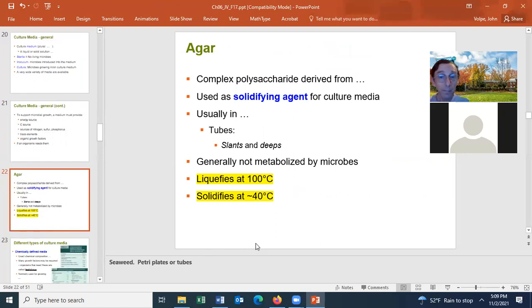Agar is a complex polysaccharide derived from seaweed. We use it as a solidifying agent for a culture media. And so you put agar into the liquid media and it'll make it solid. Agar is a substance similar to Jello. Agar is usually in a test tube or a petri dish, a petri plate. The tubes can be of two types, slants and deeps.